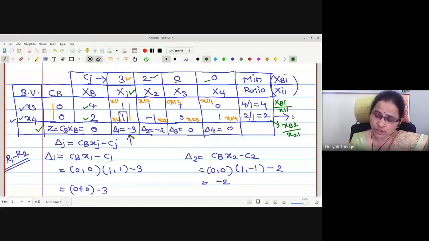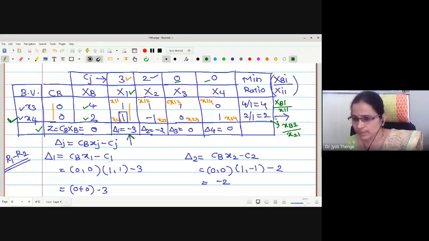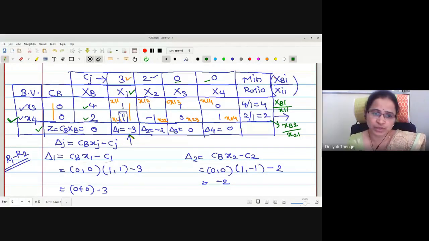Whichever is the minimum ratio, that variable will leave the basis. Therefore, here this second ratio is minimum and this corresponds to x4. Therefore, x4 will leave the basis. Therefore, one can say the variable corresponding to the first column will enter the basis. The variable corresponding to the second row will leave the basis. The intersection of these two, which is 1, is called the pivot element.